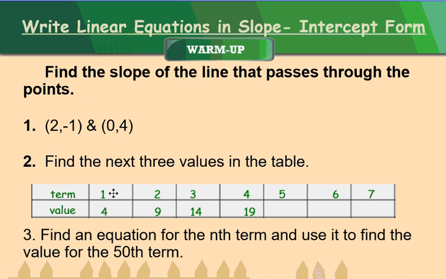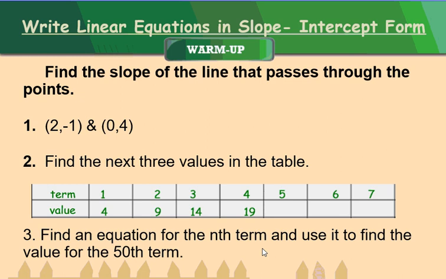So, at term 1, the very beginning, it's 4. The next term 2 is 9. Then 3 is 14. 4 is 19. You can use this pattern, fill in the next 3 values for the table. And then can you find an equation for the nth term and then use that equation to find the value of the 50th term? So pause the video now, give everyone maybe a minute to try these questions, see how you did, and then come back once everyone's had a chance to try.